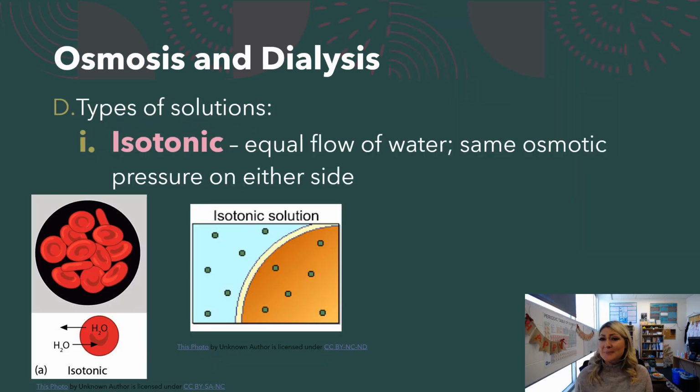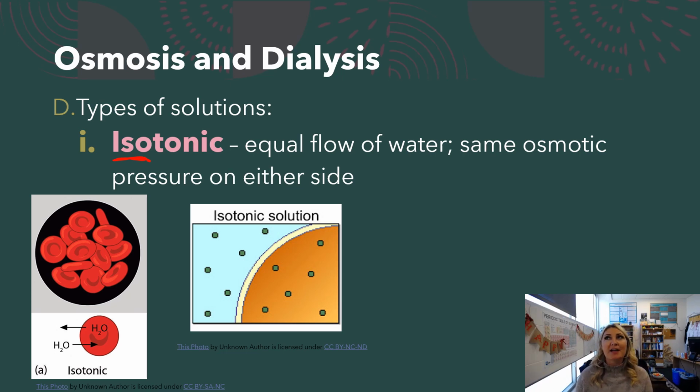So we're going to go through the types of solutions, which are isotonic, hypotonic, and hypertonic. Words I'm sure that you've interacted with before, but we're going to re-engage that previous knowledge. So iso means the same or equal. So we have equal flow of water.